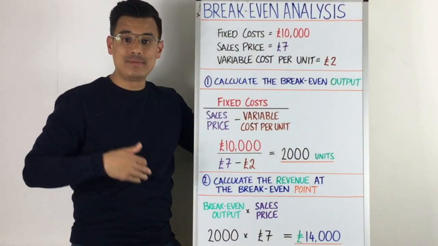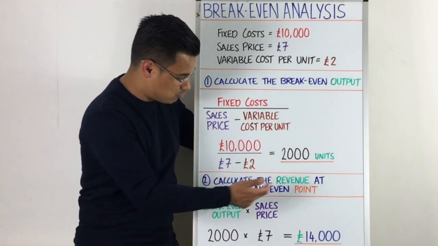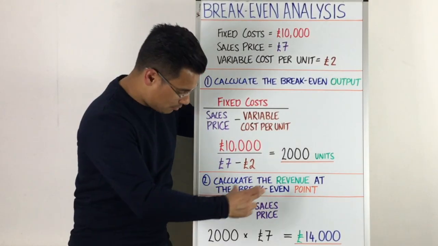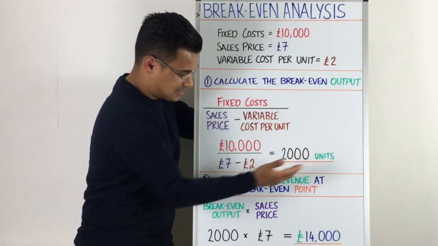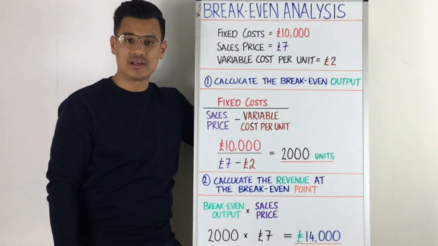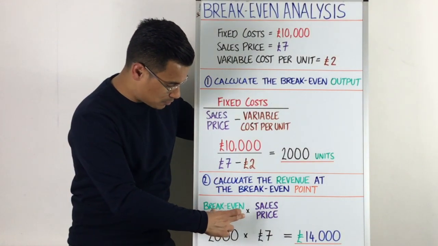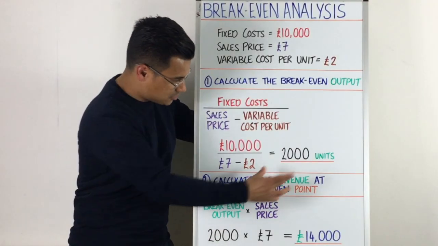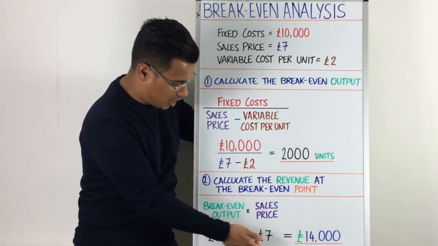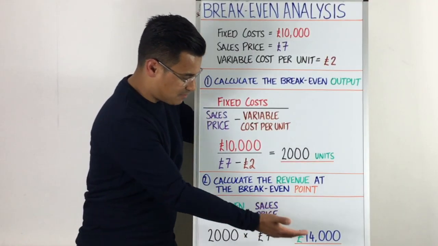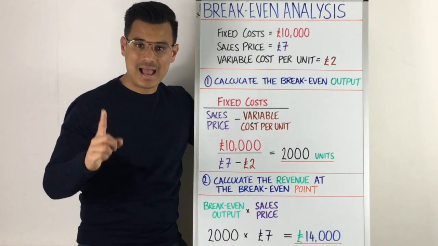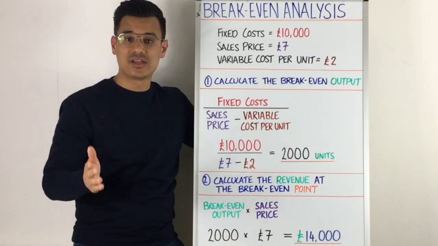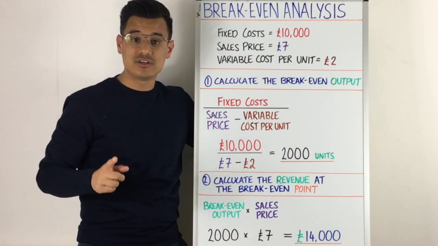The second type of question that could be led into afterwards is to calculate the revenue at the break-even point. The formula you need to remember is the break-even output, which you've just calculated, times the sales price. So how many things you need to sell to break even times how much it costs to sell one thing, the price. So 2,000 times £7 comes to £14,000, because you're using pounds as it's revenue. So £14,000 is the answer to how much revenue you need for the break-even point.